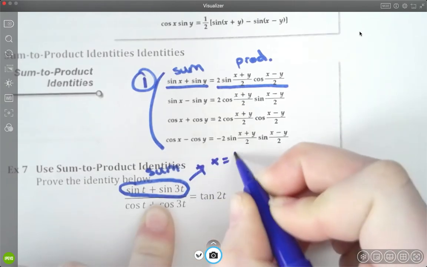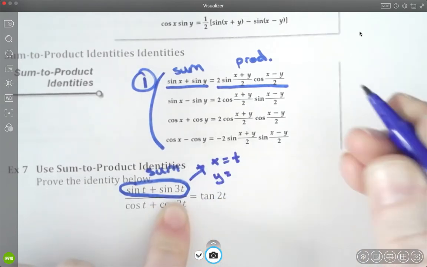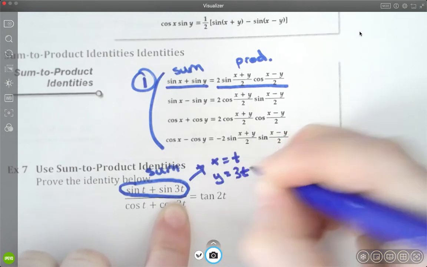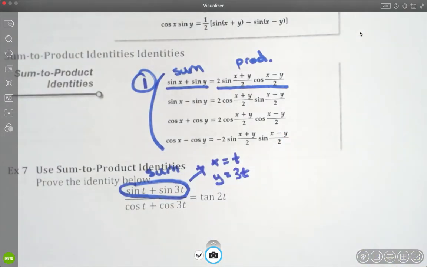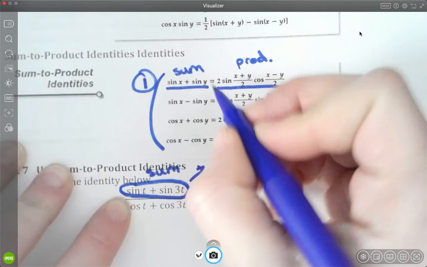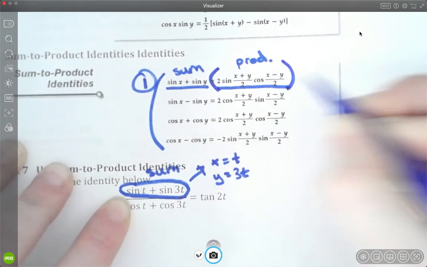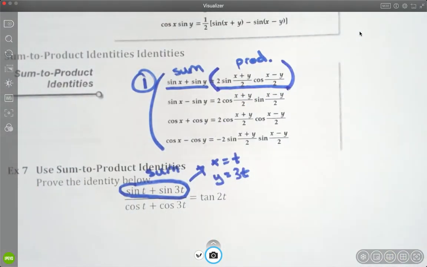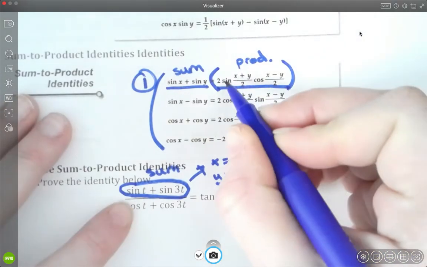X is actually equal to t. Y is actually equal to 3t. You see how that works? Okay, so this guy right here, we want to write him, and this is what we're replacing him with. It looks really ugly to start with, but I promise you it will come out nice. Okay, so we're plugging stuff in.